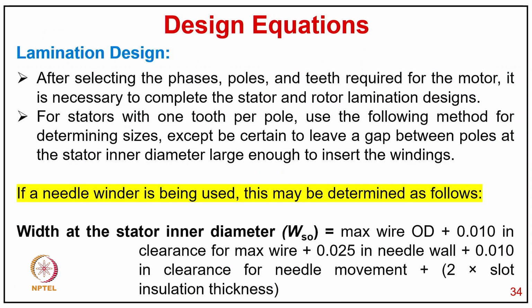Now coming to typically lamination design. After selecting the phases, poles, and teeth required for the motor, it is necessary to complete the stator and rotor laminations design. So for stators with 1 tooth per pole, use the following method for determining sizes, except be certain to leave a gap between the poles and the stator inner diameter large enough to insert the winding. And if a needle winder is being used, this may be determined as follows. The width of the stator inner diameter, WSO, equal to maximum wire OD plus 0.010 inch clearance width for maximum wire, plus 0.025 inch needle wall, and 0.010 inch clearance for needle movement, plus 2 times slot insulation thickness.